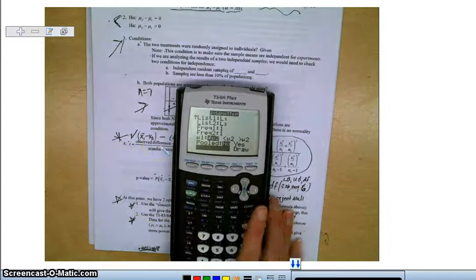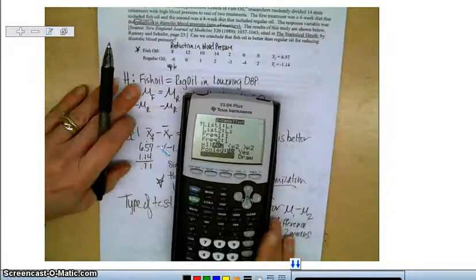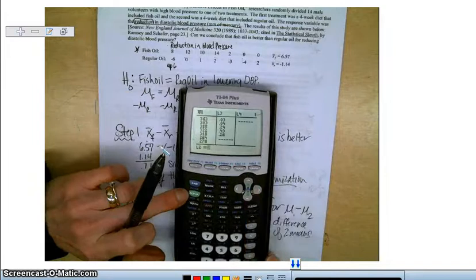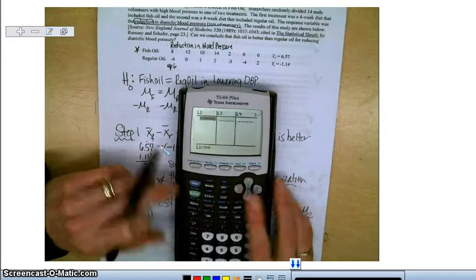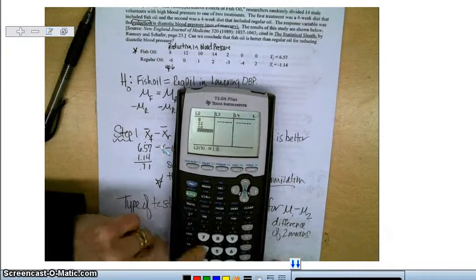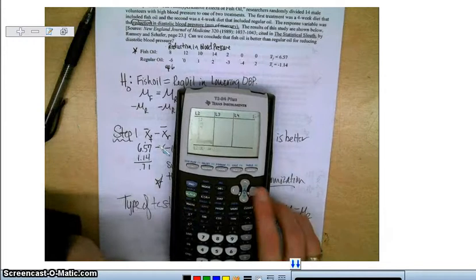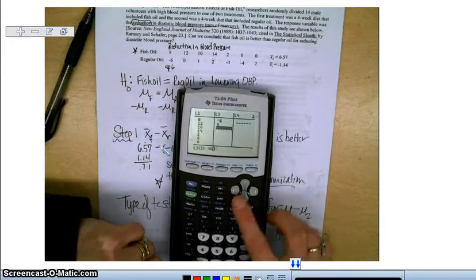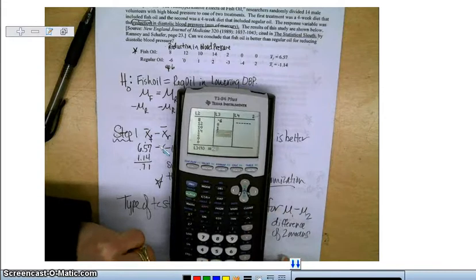I need to make sure that I put these data in my list 1 and list 2, so I'm going to have to back up to the first page and put our data in list 1 and list 2. So I'm going to go to Stat Edit, and actually this one doesn't have a list 1, so mine are going to be in list 2 and list 3. So in list 1 I put 8, 12, 10, 14, 2, 0, 0. And then in list 2 I put -6, 0, 1, 1, 2, -3, -4, 2.